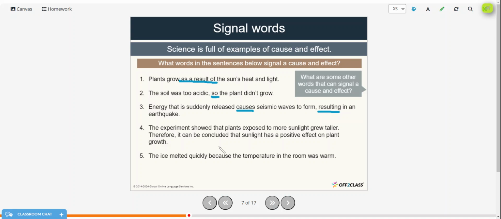The experiment showed that plants exposed to more sunlight grew taller. Therefore, it can be concluded that sunlight has a positive effect on plant growth. So, therefore, and can be concluded that. And the ice melted quickly because the temperature in the room was warm. So, because is another signal word.